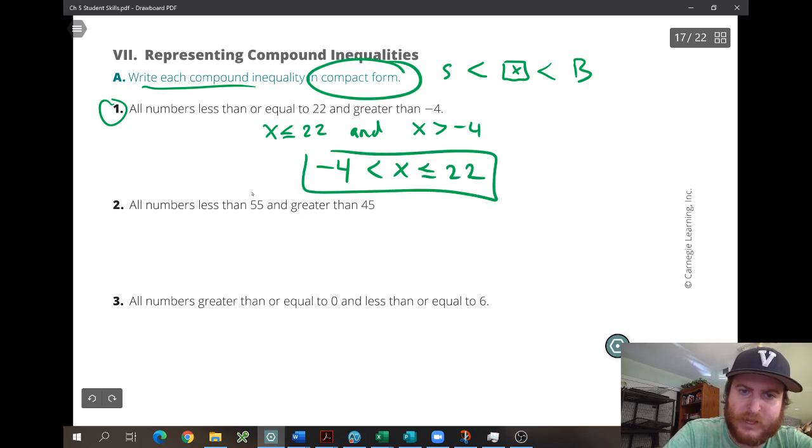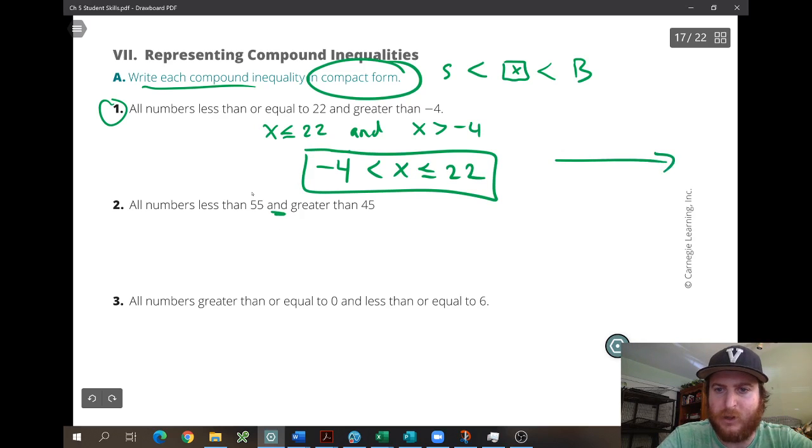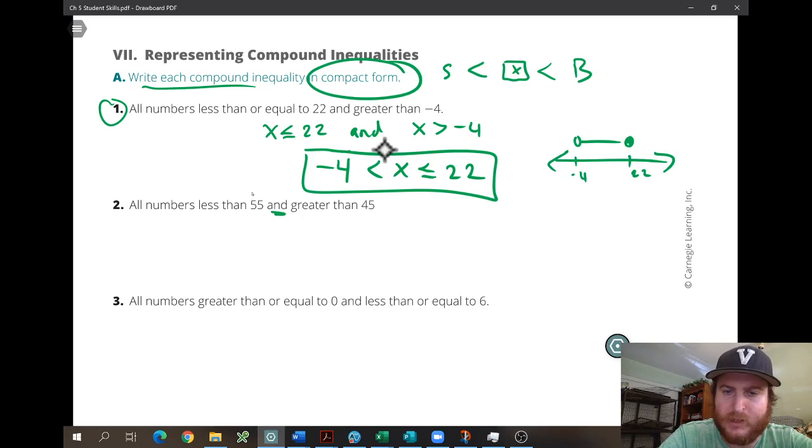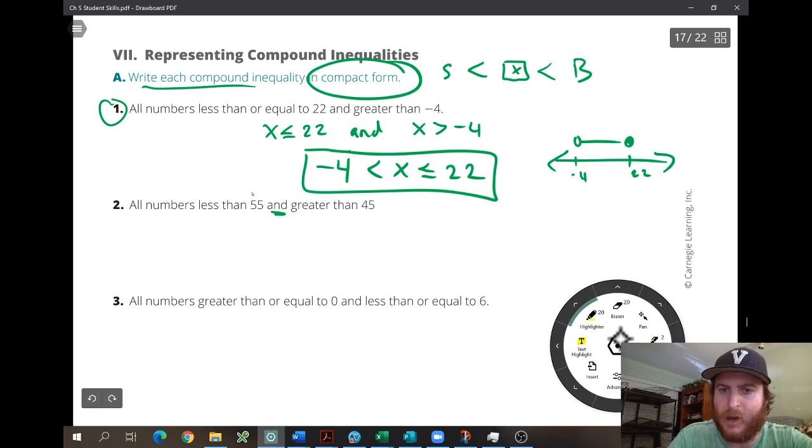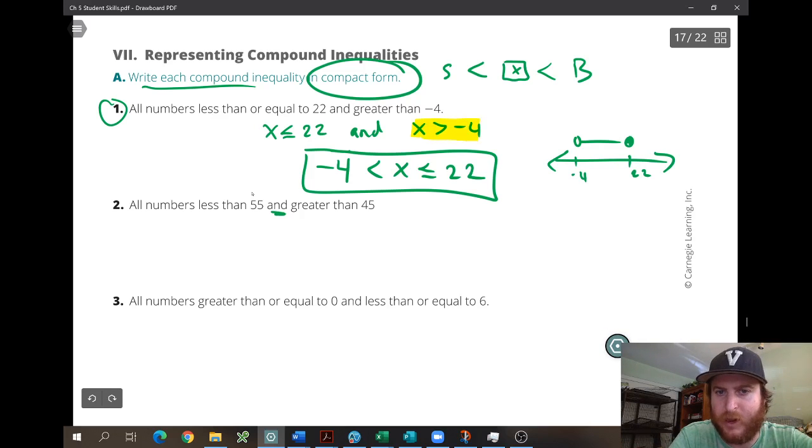Compact form is always with an and. You can only do it when it has an and, and it's only for that middle case. You don't have to draw this, but if I did graph it, it would be that inside. You don't have to graph these. What I boxed is all you have to do. And I'll give you a hint on compact form. On compact form, the smaller number is always going to be the one with the greater than sign. See how this one gets switched, whereas for the 22, that sign stayed the same? So it's a little bit of a hint for you on compact form. Okay, so all the rest of these are kind of the same.